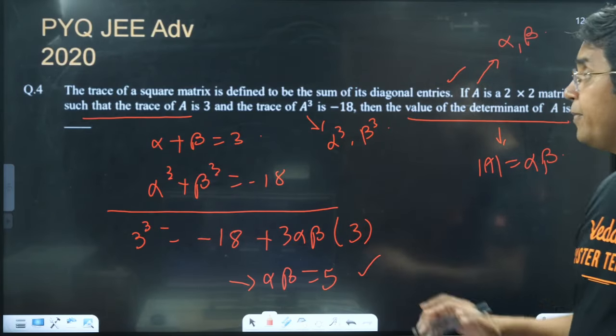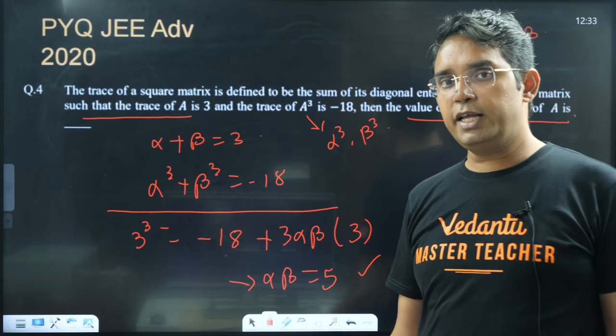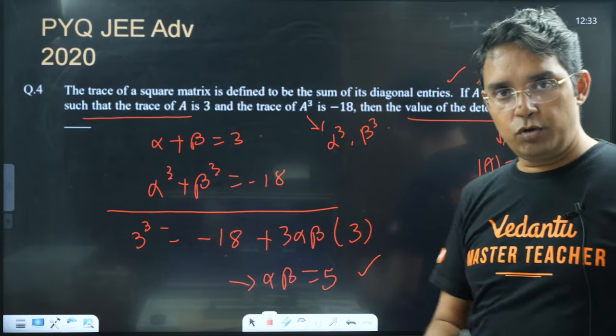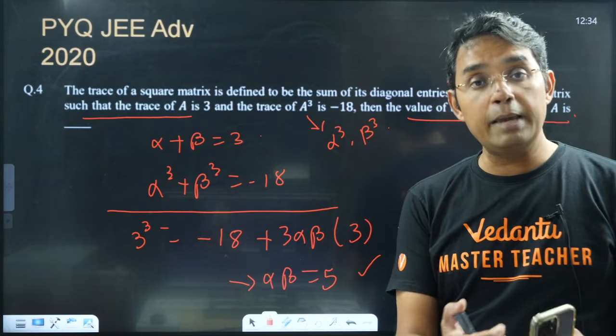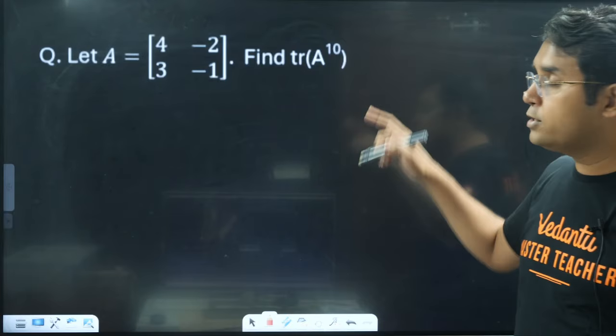So the answer is this. Now people have done it by taking certain values A, B, C, D. That way also it can be done, but I think this method gives you more confidence, and less time is needed to solve this kind of question. Now I have taken one question from my side that is not from a previous year.